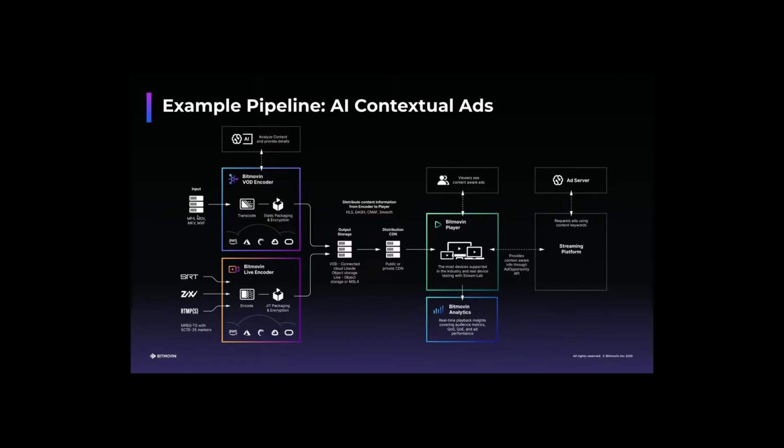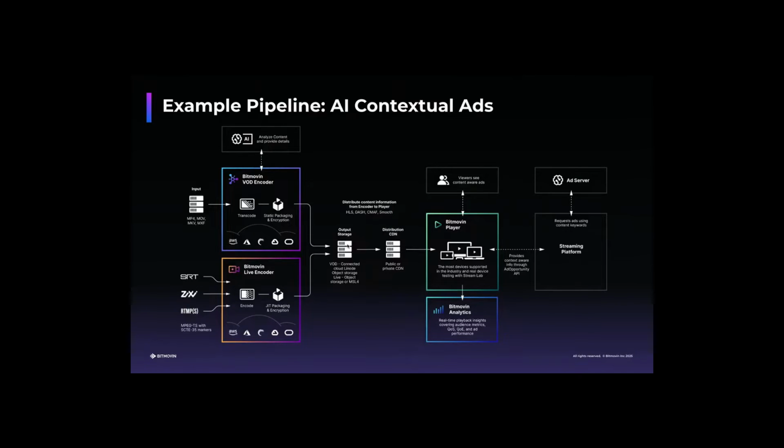And from that, we get back the output, and we put that together into a JSON, which lands on the output storage alongside the stream itself. So alongside the HLS or DASH stream, we also have this JSON sidecar.